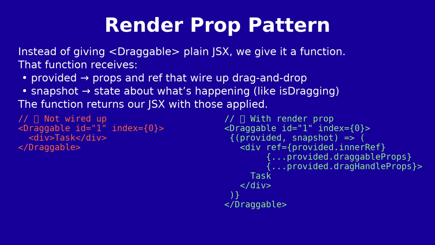Here's something important. Draggable uses the render prop pattern. Instead of plain JSX, we pass in a function. That function receives 2 things: provided, which contains the props and ref that wire up drag and drop, and snapshot, which tells us the current state, like whether the item is being dragged. We return our JSX with those applied. That's what makes our element draggable.